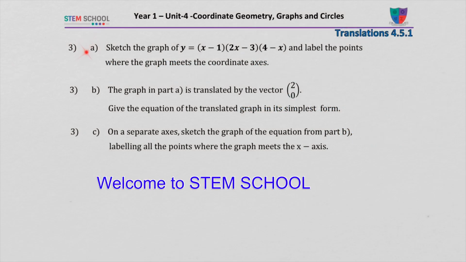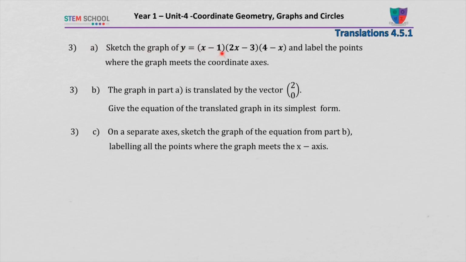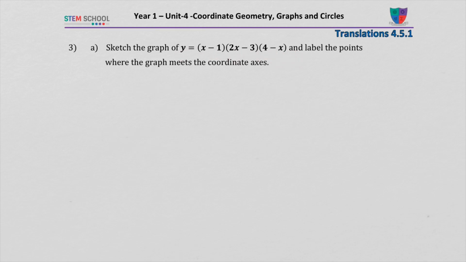Question 3a. Sketch the graph of y equals (x minus 1)(2x minus 3)(4 minus x). These are factors, and we need to label the points where the graph meets the coordinate axes, that's the x-axis and y-axis. There are three factors, which means we can have three roots. So let's do question A.